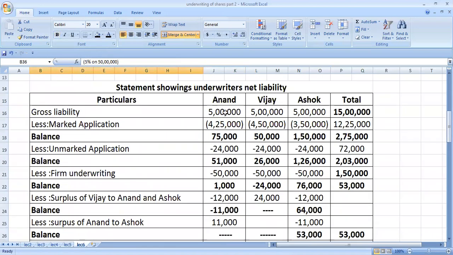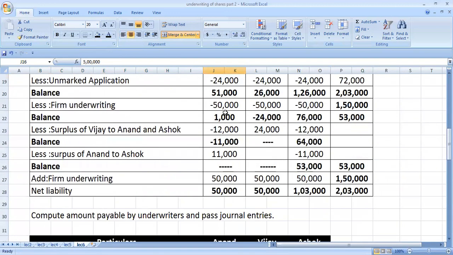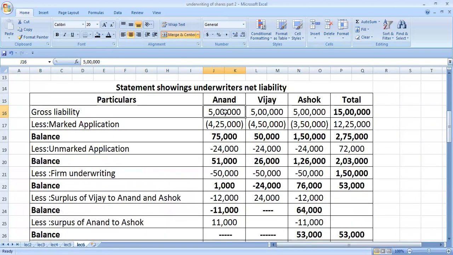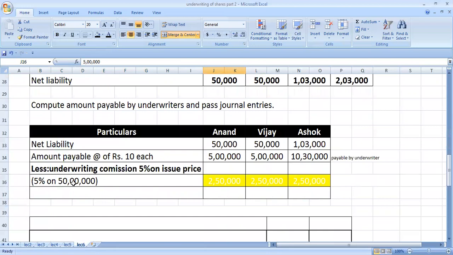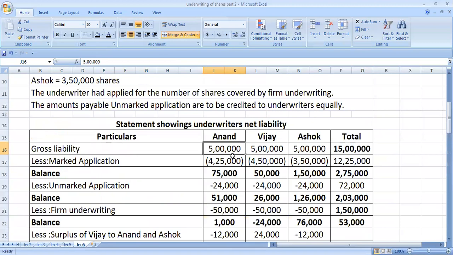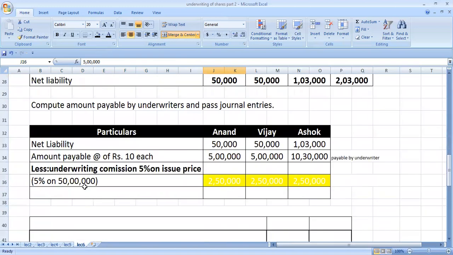तो यहाँ पे हम कैलकुलेट करेंगे 5% on 5 lakh. So number of shares here given is 5 lakh, but what is the price per share? 10 rupees. So total amount underwritten by Anand is 50 lakh. So 5% on 50 lakh. Why 50 lakh? अगर इन तीनों के underwritten shares अलग अलग होते, तो we would have to calculate differently for each underwriter. But here all underwriters have underwritten equally. So equal number of shares, 5 lakh, 5 lakh and 5 lakh. That's why we have taken 50 lakh here. So let's calculate 5% commission on 50 lakh.